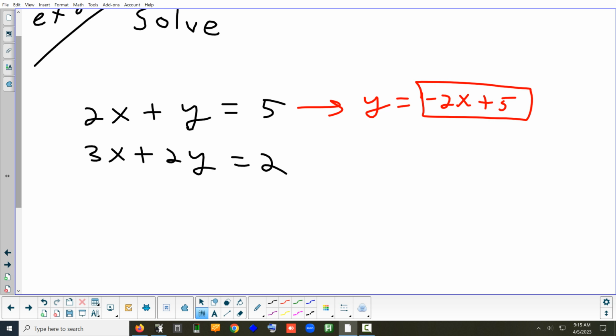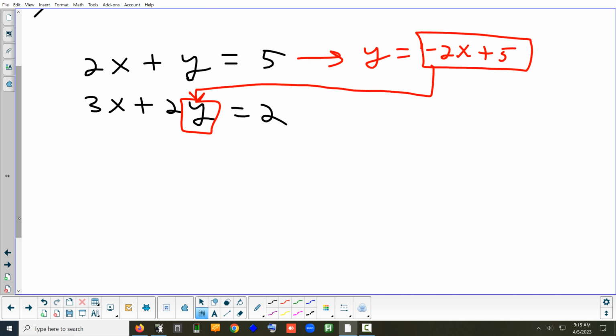All right. Eli, what am I going to do with that negative 2x plus 5? Plug it into the other equation. Yep. Plug it in for which letter? Yep. Plug it in for the y, and then write out what you get. So 3x. Remember, anytime you substitute, make sure you keep it in parentheses because a lot of times the distributive property is going to be involved. So 3x plus 2, and then I substituted for y, equals 2.